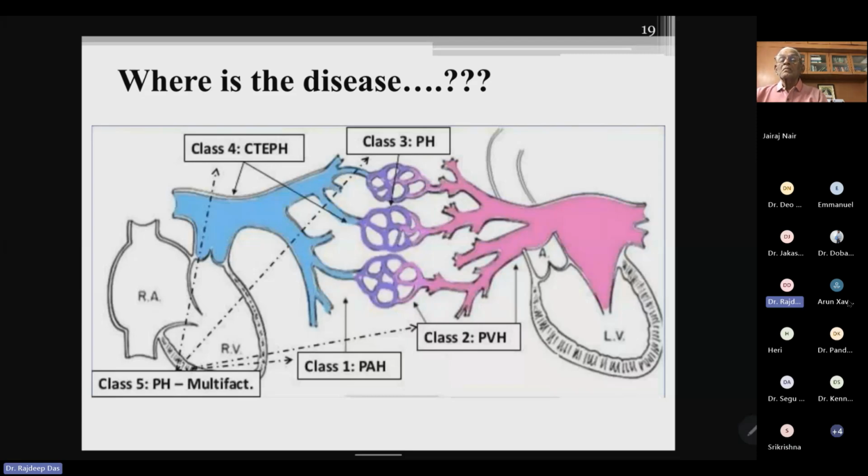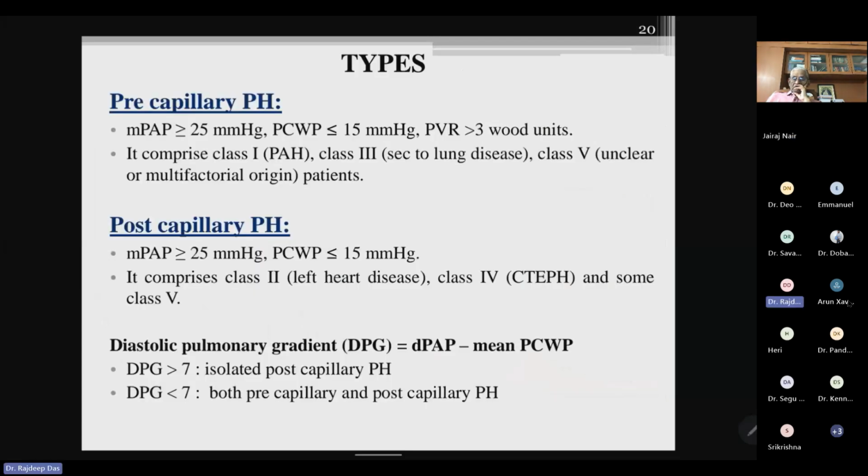Class 3, which is due to any lung disease or hypoxia. Class 4, which is any thromboembolic occlusion of the pulmonary arteries, while class 5 may be multifactorial, related to all these parts of the disease. Now, another type of classification of pulmonary hypertension is precapillary pulmonary hypertension.